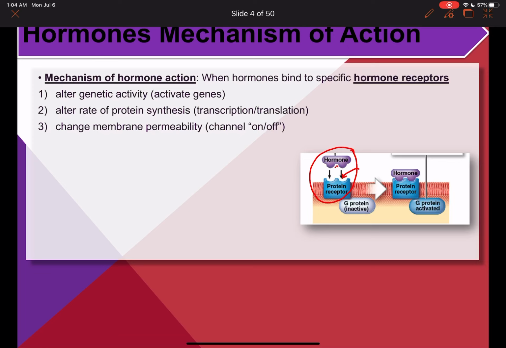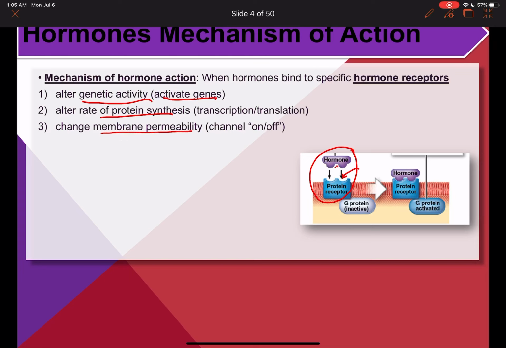Okay? All right. So there are several things that can happen downstream once the hormone binds to a receptor. One thing it can do is alter genetic activity, which means it can activate genes, or sometimes inhibit a gene, depending on what the hormone is supposed to do. Second, they can affect the rate of protein synthesis. Sometimes that particular hormone can actually activate transcription within the nucleus and hence translation within the cytoplasm of that particular gene. And thirdly, it can also sometimes change membrane permeability.